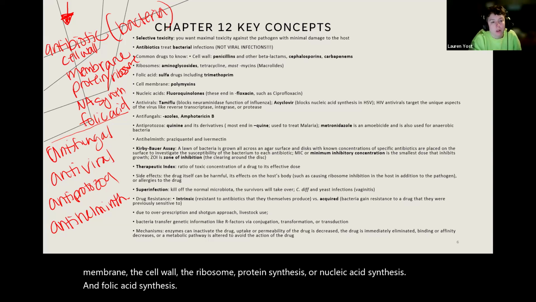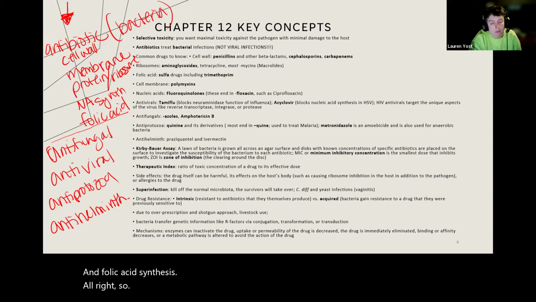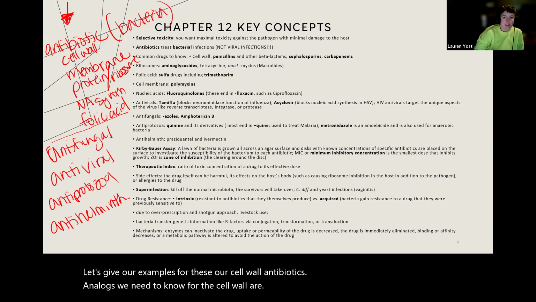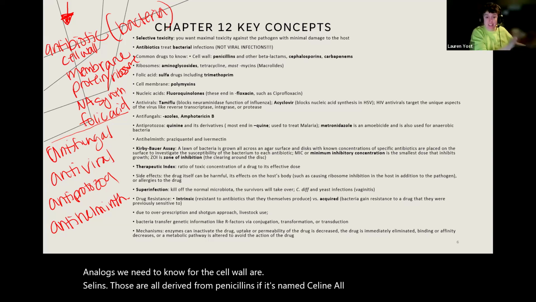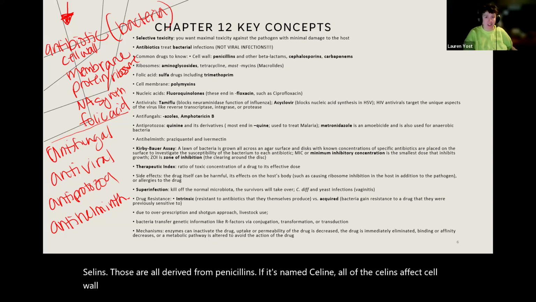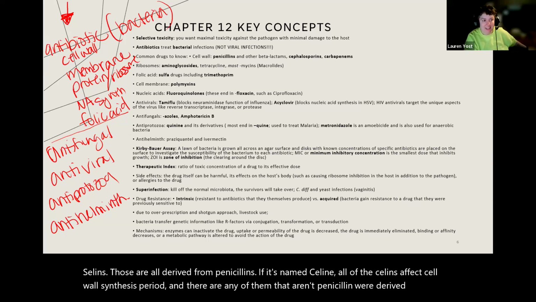All right. So, let's give our examples for these. Our cell wall antibiotics. The antibiotics we need to know for the cell wall are the cillins. Those are all derived from penicillin. If it's named cillin, all of the cillins affect cell wall synthesis, period. And any of them that aren't penicillin were derived from penicillin, okay?